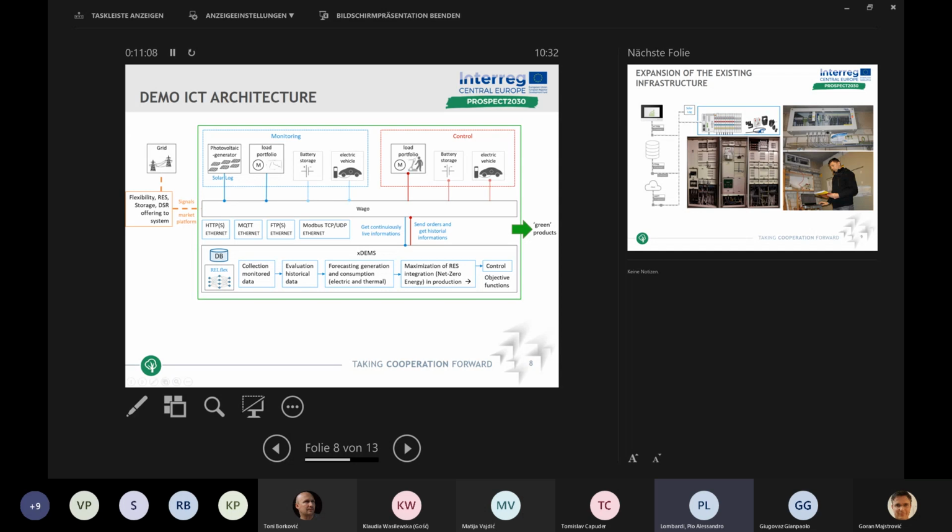You see here some of the ICT architectures that we have implemented. We have photovoltaic, we have load, we have the battery which is going to be installed, and we will also have a charging station and electric vehicles. Then we want to control the processes, giving information to the operator, and of course we want to control our flexibility options. The data are collected using smart meters.